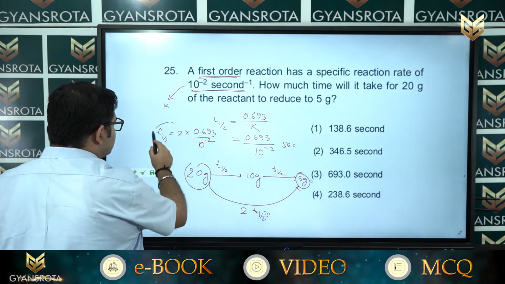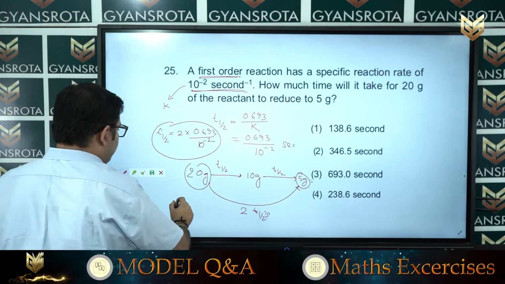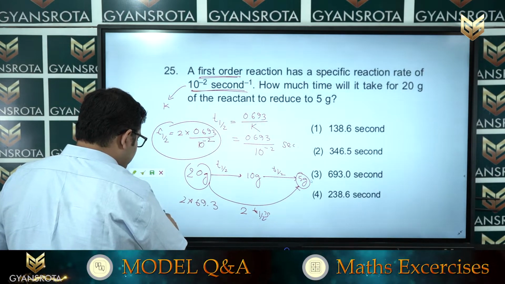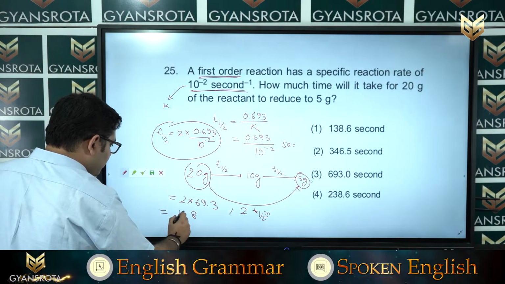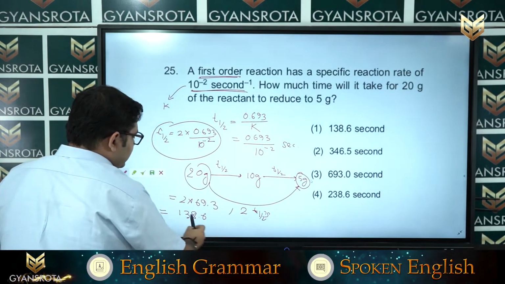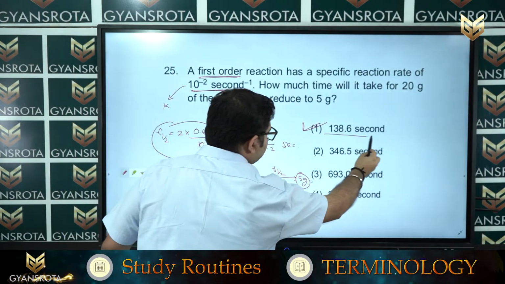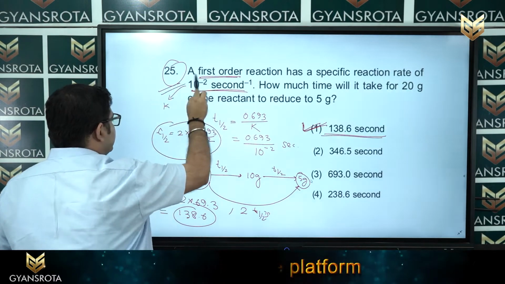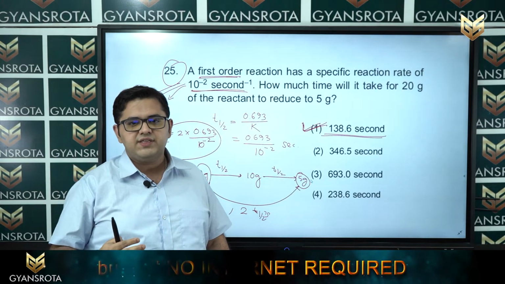So, we have to solve this part. If you see here, it will go up. So, here it is coming as 2 into 69.3. If you multiply this, it is 138.6. So, if you see, option number 1, where 138.6 second is, is the correct answer of question number 25. So, now we are moving to the next question, that is question number 26.